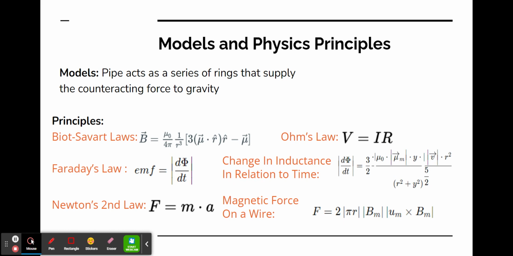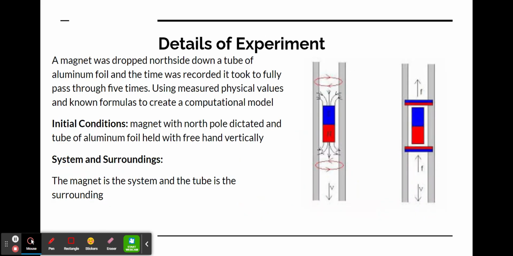The models and physics principles that were used in this were Biot-Savart's law, Faraday's law, Newton's second law for the force of gravity, Ohm's law, the change in inductance in relation to time, which we went over in class, and the magnetic force on a wire. The pipe acted as a series of rings that supply the counteracting force to gravity. Each ring supplies its own portion of force, and in addition, they all supply enough to slow the speed of the magnet.